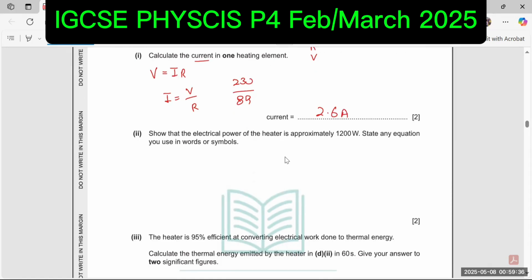Part 2, show that the electric power of the heater is approximately 1200 watts. So we have to prove the power of the heater is 1200 watts. State an equation. You can use words or symbols. Power is equal to current times voltage. There are two rods, so we will use the current of two rods, double of 2.6, that is 5.2, times 230 volts. When we multiply it, we get nearly 1200. The exact answer is 1196 watts, which is approximately equal to 1200 watts.